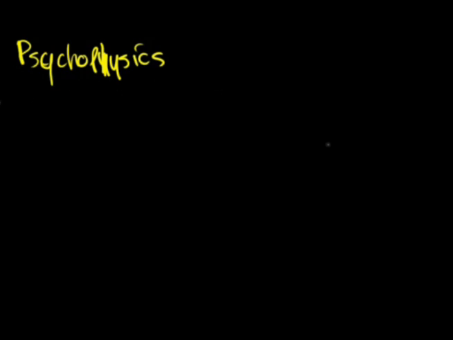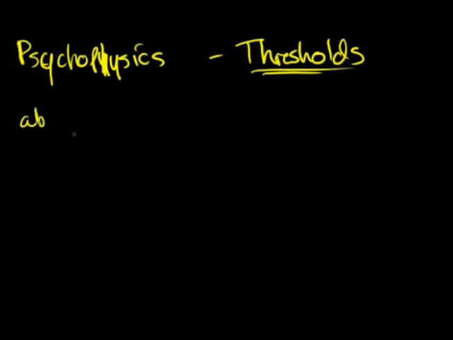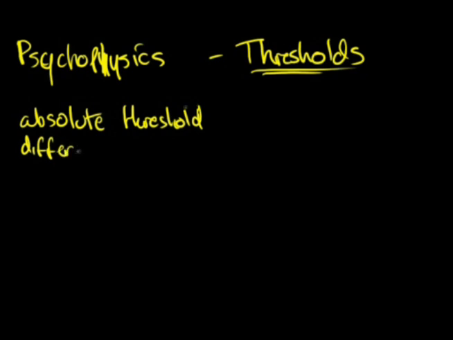In psychophysics, one of the main ideas to come out of it is the idea of thresholds. There are two main thresholds that we tend to talk about: the absolute threshold, and also difference thresholds. The absolute threshold could be defined as the minimum amount of some stimulus required before you perceive it, the absolute minimum amount of something.